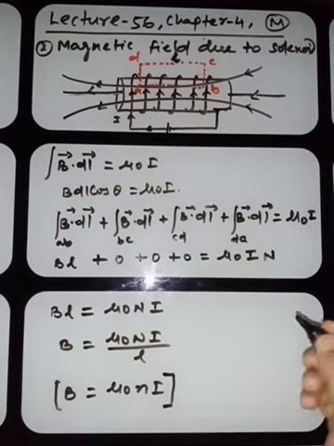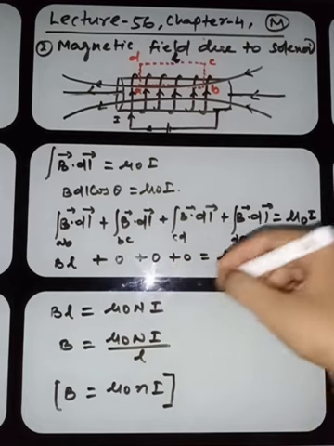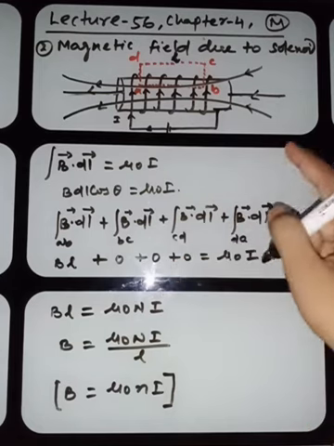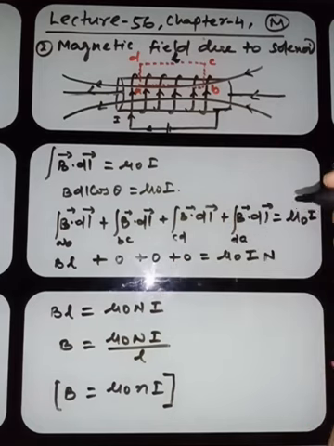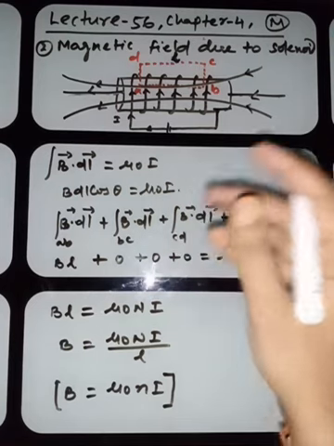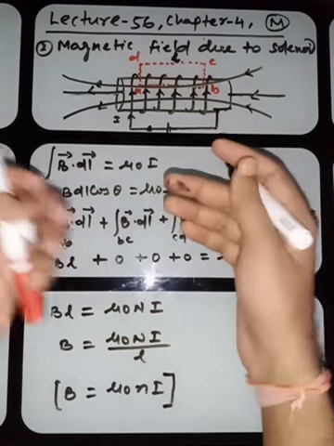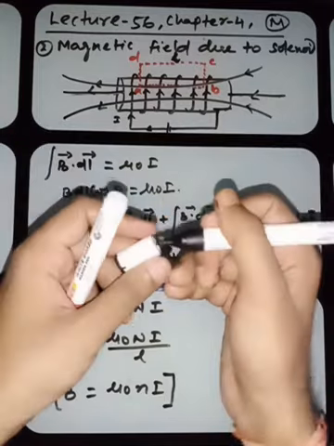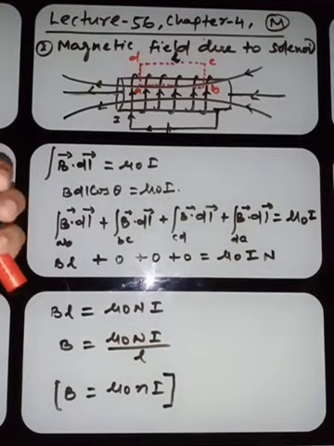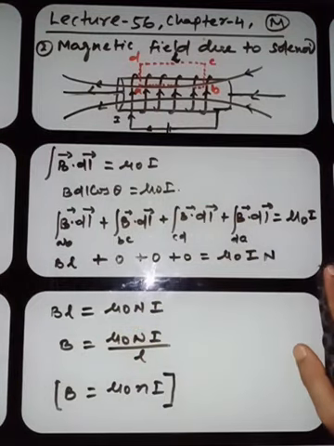You can see, my dear students, this calculation is much easier than the calculation we used to find the magnetic field due to a solenoid using integration and all the mathematical stuff. Now let me write this. This is the magnetic field due to a solenoid, my dear students.